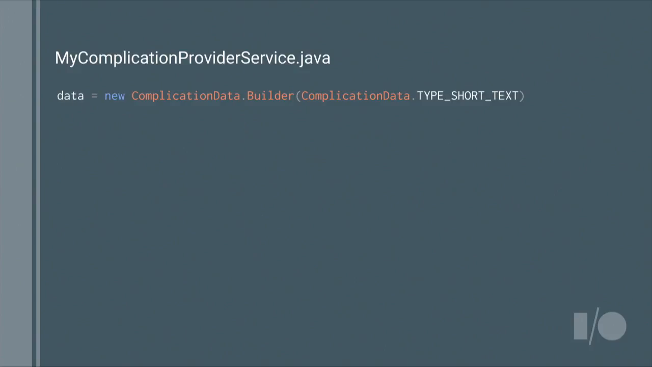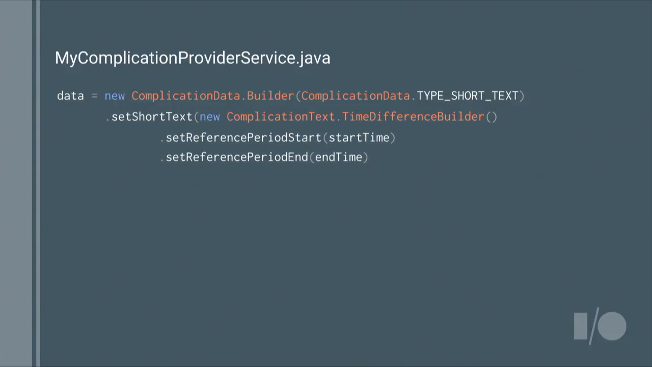We saw earlier that setShortText takes a complication text object. And that's so that here we can pass in a different kind of complication text object. So we're going to use time difference builder to create one. So passing into the builder, we need to set the reference period. That is the time that the text relates to. So in this case, it's the time of my next event. Let's say that's from 4 p.m. until 5 p.m. In that case, start time here is 4 p.m., end time here is 5 p.m.